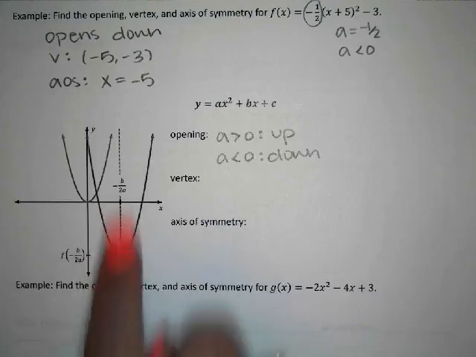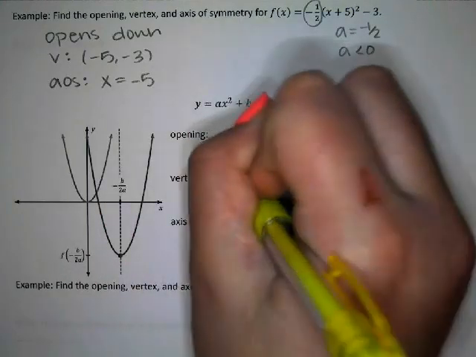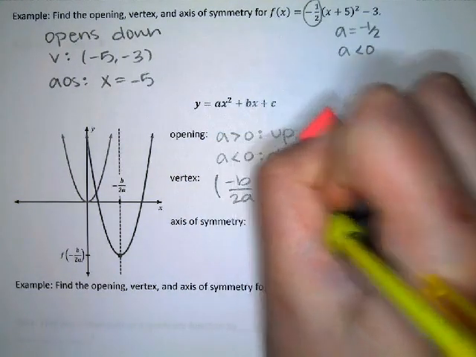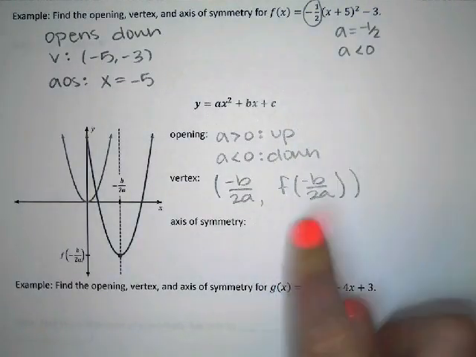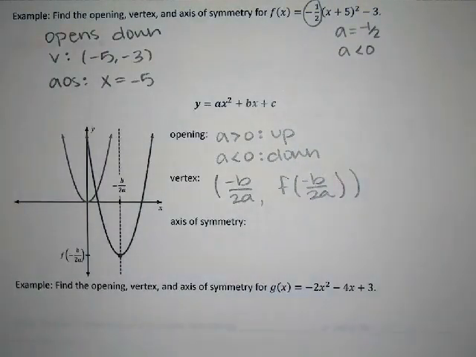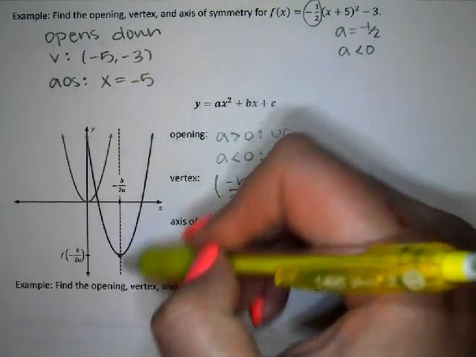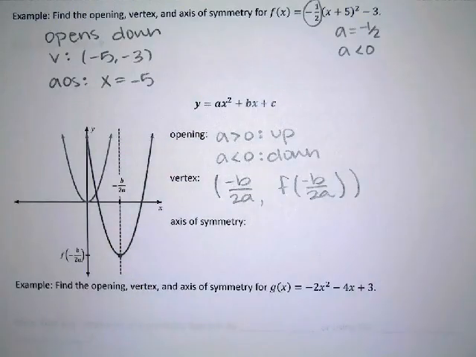So the vertex is going to be negative b over 2a for the x-coordinate. And then for the y-coordinate, you just plug that number into the function, and it will give you the y-coordinate. The axis of symmetry is still that vertical line that goes through the vertex and cuts the parabola in half, and that's x equals negative b over 2a.